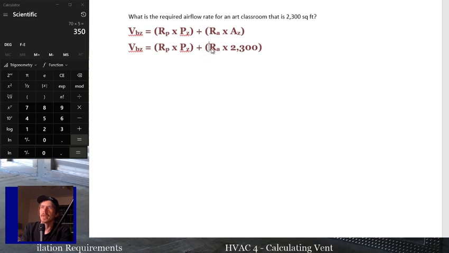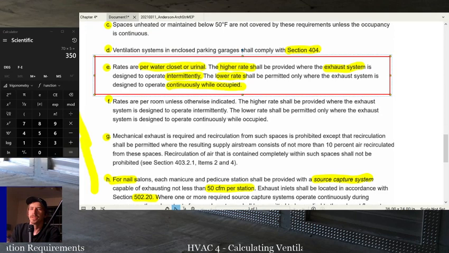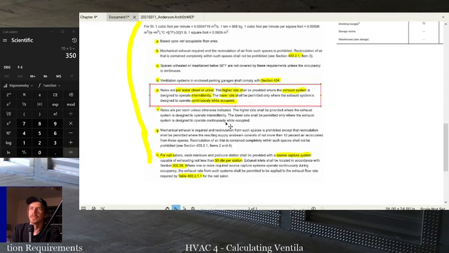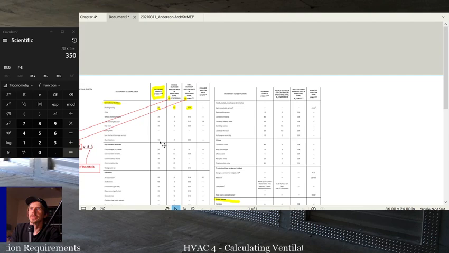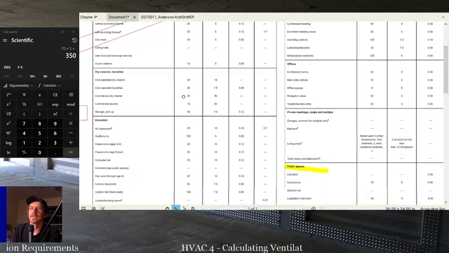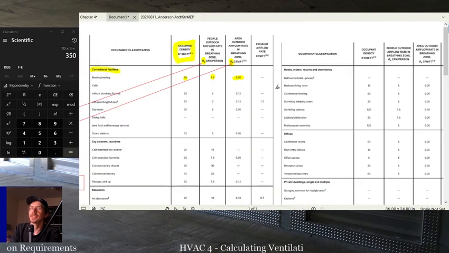Alright, the rate for the area, we can fill that in, right? Well, first we got to find it, right? We got to find where we're at in our table. So let's look at where we're at in our table. Art classroom. Well, if I had to guess, that should be under education, right?